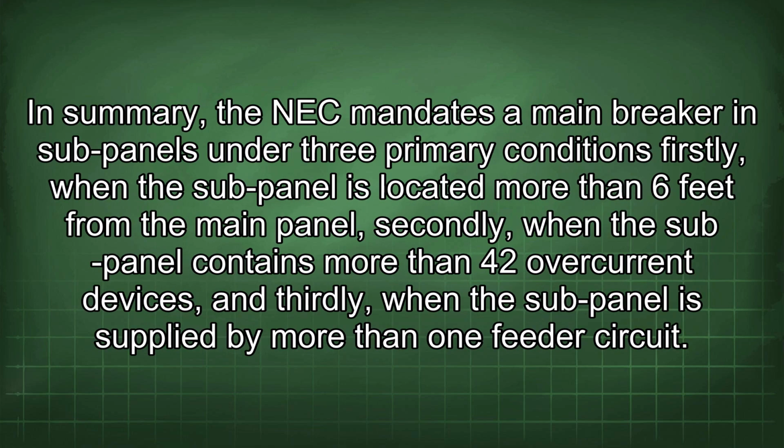In summary, the NEC mandates a main breaker in sub-panels under three primary conditions. Firstly, when the sub-panel is located more than 6 feet from the main panel. Secondly, when the sub-panel contains more than 42 overcurrent devices. And thirdly, when the sub-panel is supplied by more than one feeder circuit.